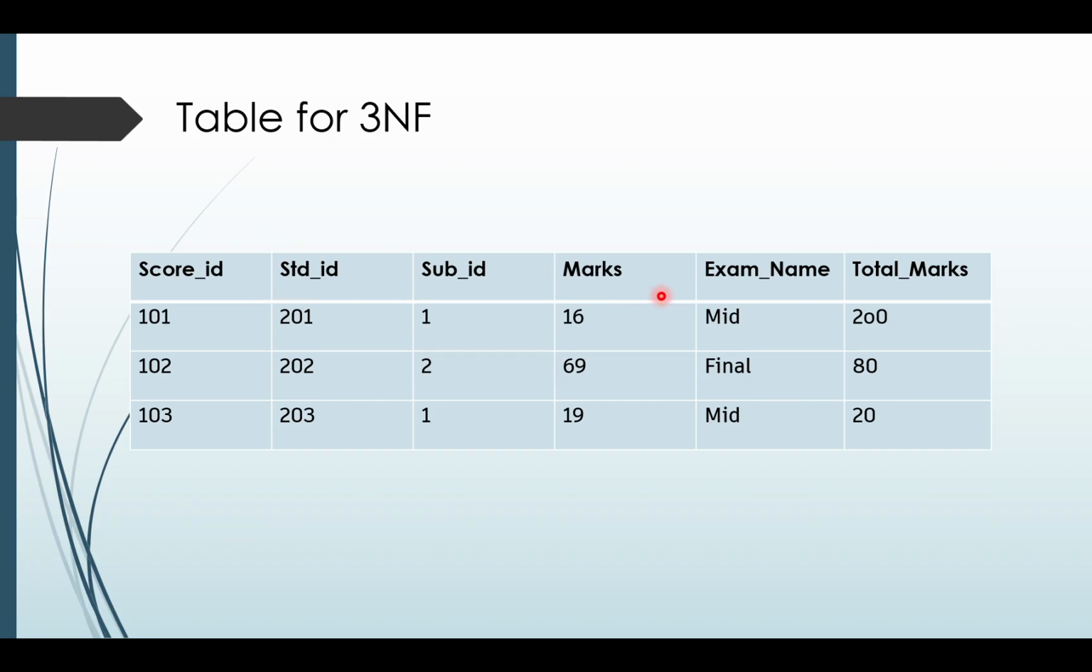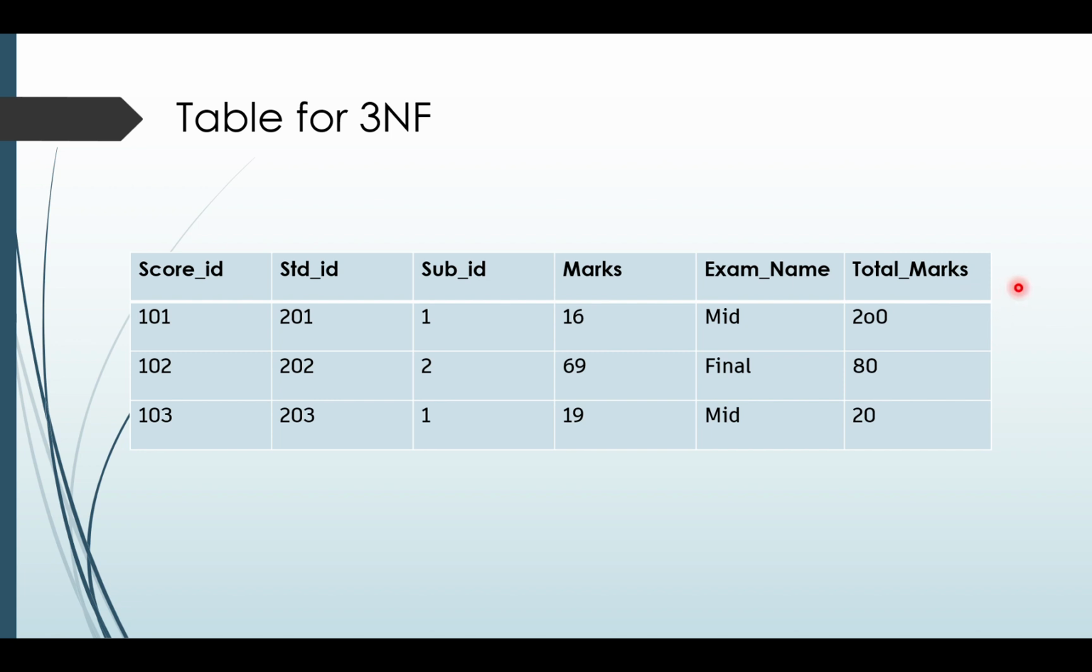So let's see this table. In this table, the total marks will be dependent on the exam name column. So basically this is a non-primary key, and it is dependent on another non-primary key, that is exam name. So these both are non-primary keys and they are dependent on each other. So basically transitive dependency is over here. Now, as the exam name is a non-primary key, there can be a null value, and if it has a null value, this column will also have a null value, and this will create an issue. This is how we can remove transitive dependency.